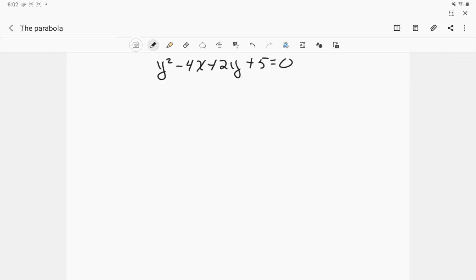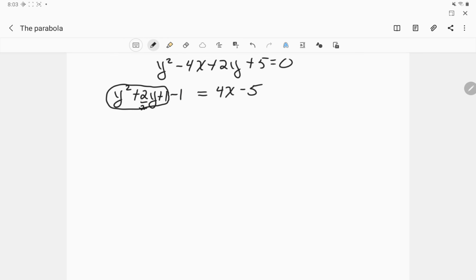So first off, whatever variable is squared, get all of those on the left. So y squared plus 2y, because the y is the part that's squared. Anything else take to the other side. So 4x minus 5. Now, over here where the y's are, I need to complete the square. So I'm going to take 2, divide it by 2, which is 1, square it, which is 1. So I'm going to add 1 and subtract 1.